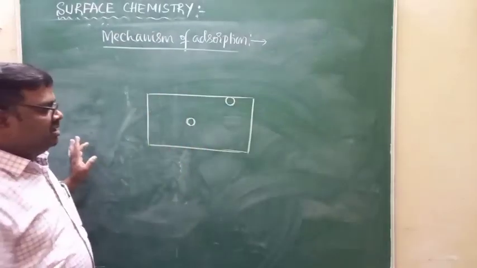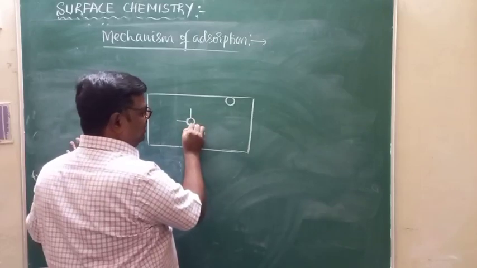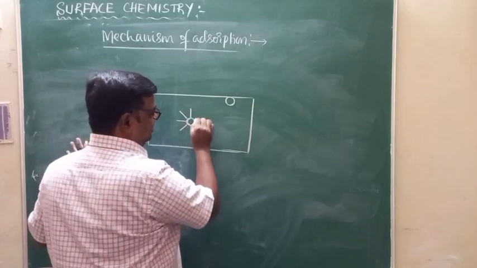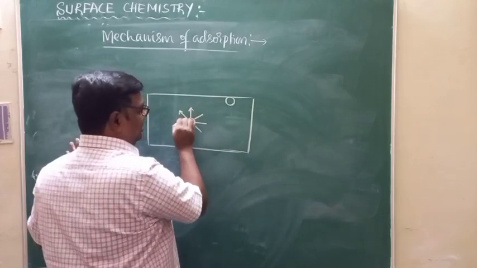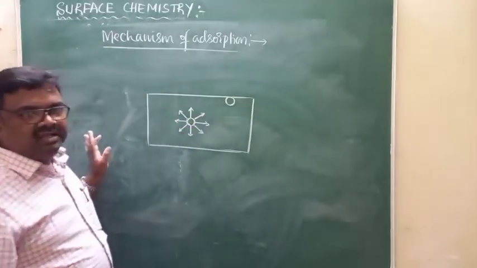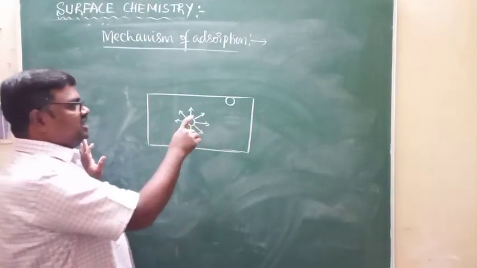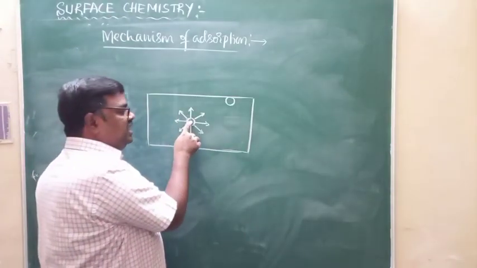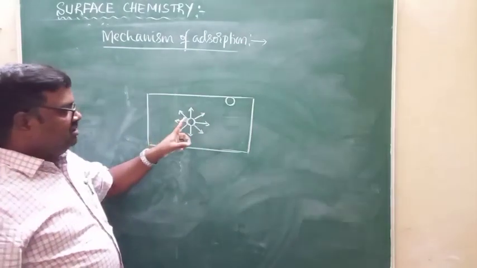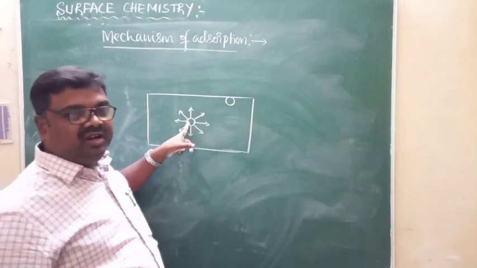This particle in the bulk of the solid is uniformly attracted by surrounding molecules in all directions. Because of that, the resultant pull experienced by this molecule in the bulk of the solid is zero.